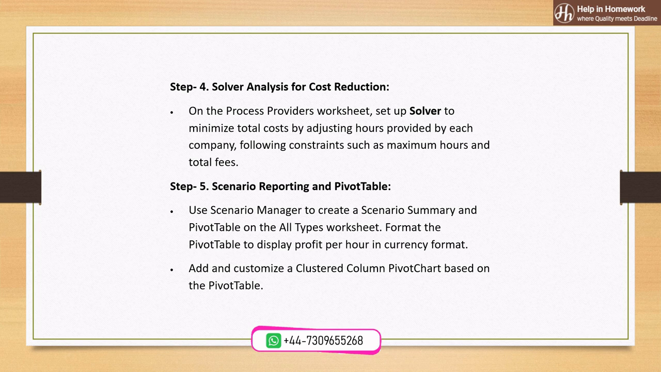Step 5. Scenario reporting and pivot table. Use Scenario Manager to create a scenario summary and pivot table on the All Types worksheet. Format the pivot table to display profit per hour in currency format. Add and customize a clustered column pivot chart based on the pivot table.